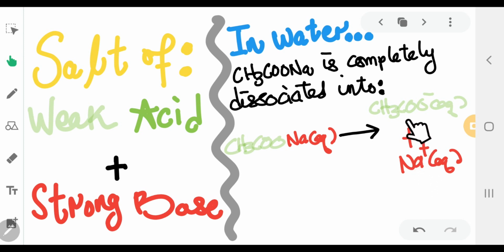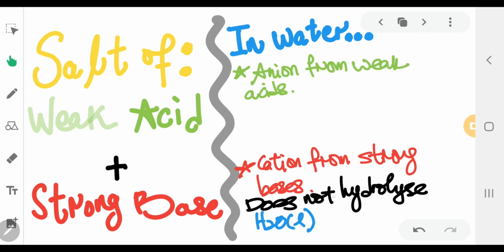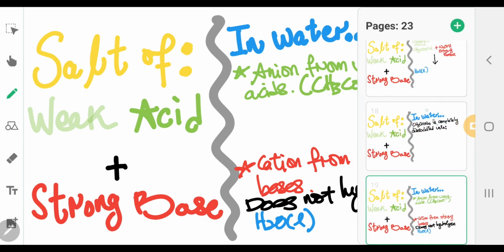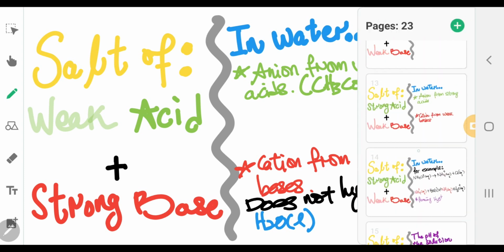Whereas your anion in this case, CH3COO-, came from a weak acid, thus it will surely be hydrolyzing with the water molecule. I have written over here cation from strong base. Same goes for the anion. If it's from a strong acid, it is not going to be hydrolyzing water molecules when added with water. But in the case of this anion, which is from the weak acid, the anion that we have just now is CH3COO-. So that is the anion that we have. What will happen to that one?